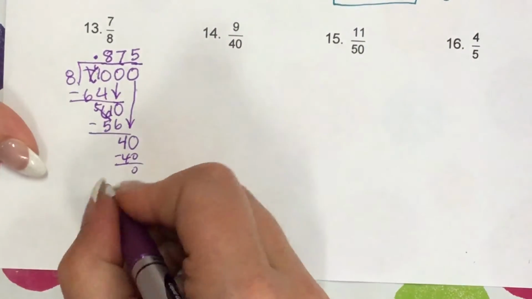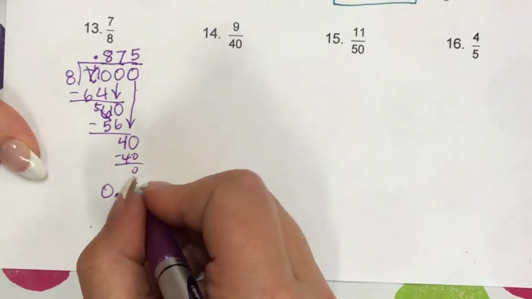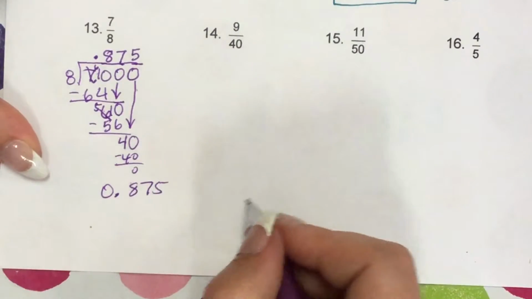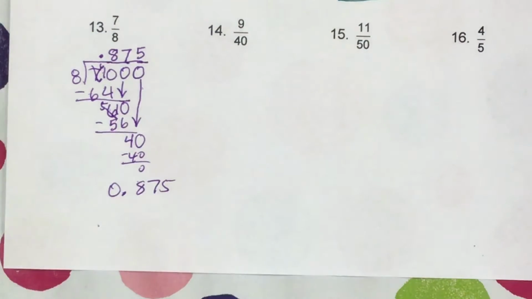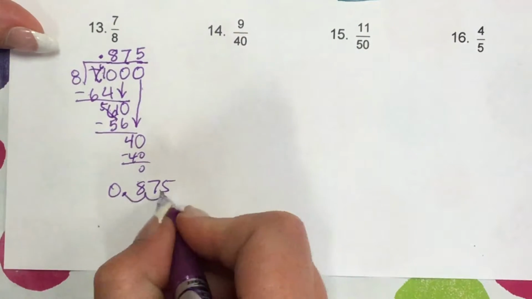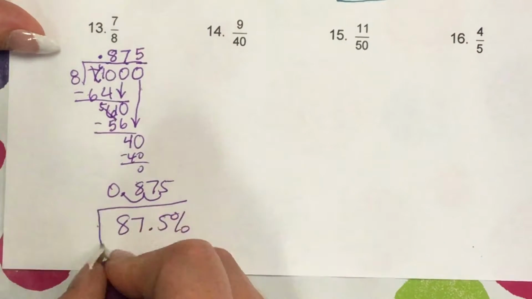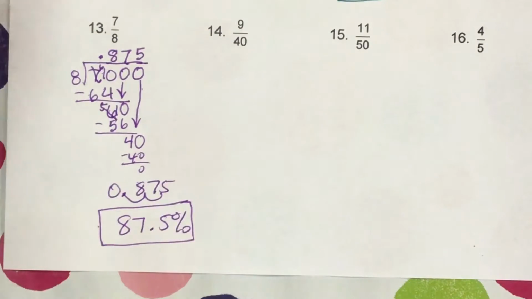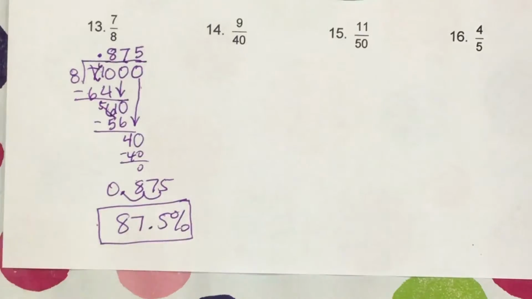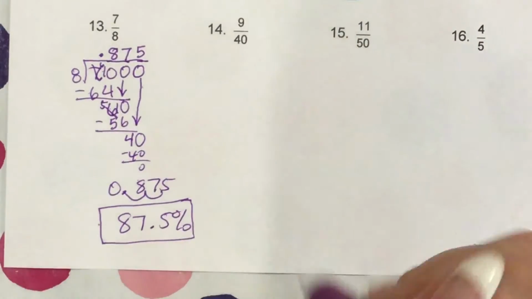So my answer, in decimal format, is 0.875. I want to convert this to a percentage. So I'm going to have to move that decimal place 2 places to the right. 1, 2. I'm left with 87.5%. That is my answer. Woohoo! Okay. If you got that one right, great job. Let's move on to problem 14.